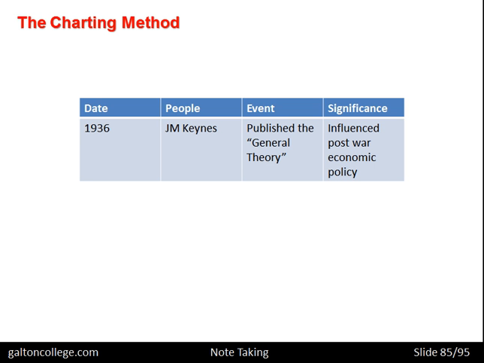The event: published his book The General Theory of Employment, Interest and Money, better known as the General Theory. Significance of what happened? Well, it influenced post-war economic policy right throughout the world. There might be other columns.